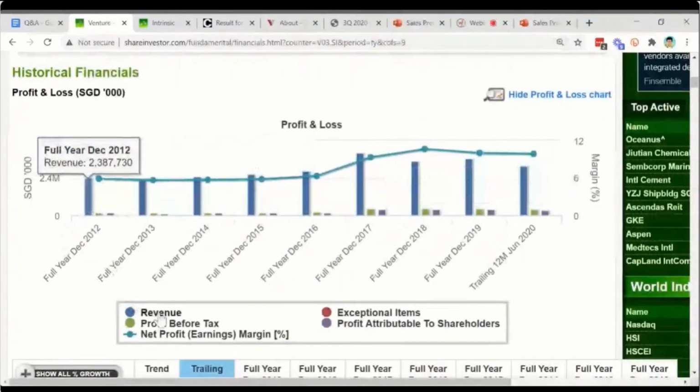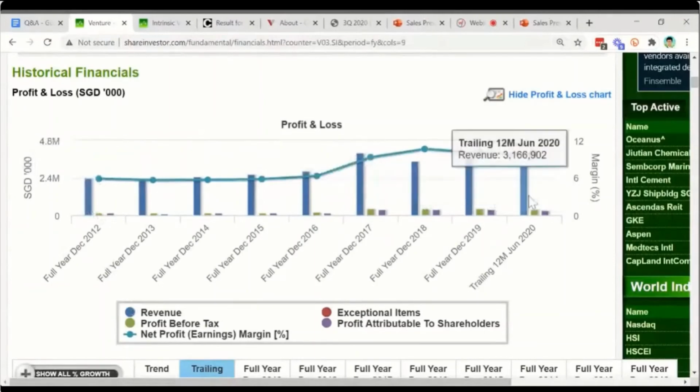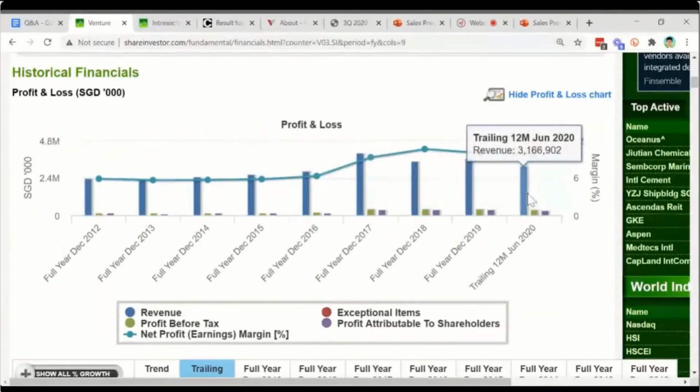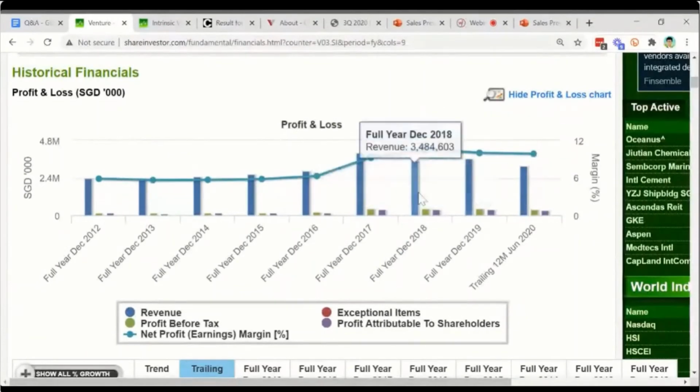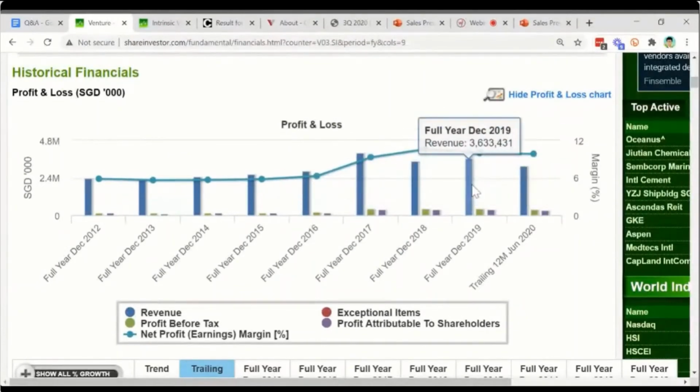Okay, this one is the revenue bar. So you can see 2.38 billion, and then as of today is 3.16. So last year it was 3.6 billion. So if you disregard the recent dip, it has been on a rather stable uptrend.